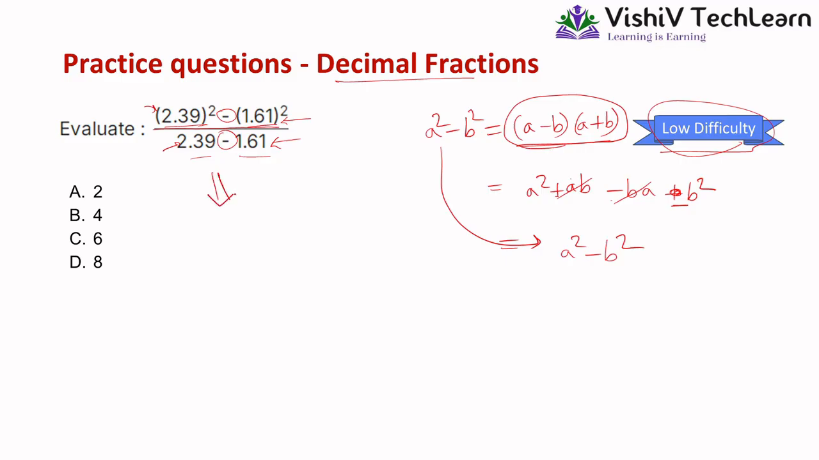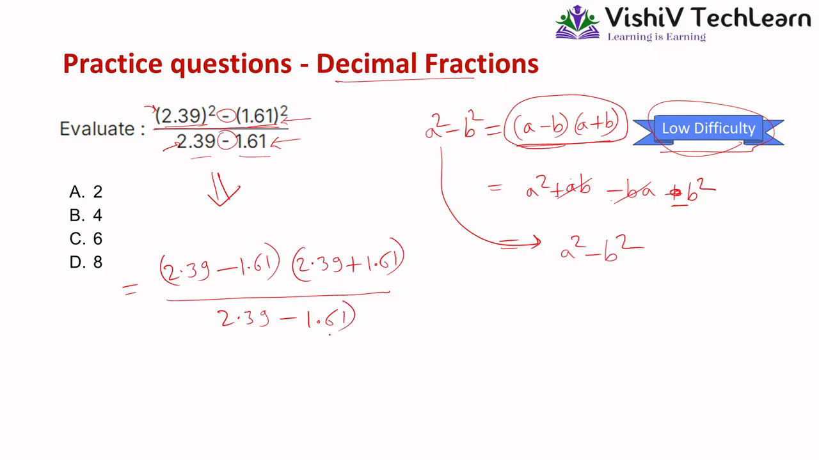Now same if we do here for 2.39 square minus 1.61 square, it will be 2.39 minus 1.61. This will be one bracket, and in second bracket we will have 2.39 plus 1.61, and divided by 2.39 minus 1.61 as it is, 2.39 minus 1.61. We can put this in bracket.